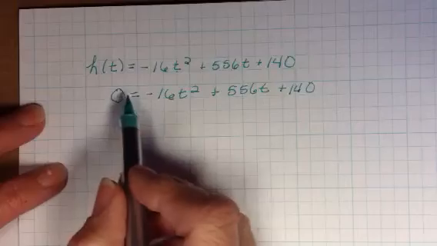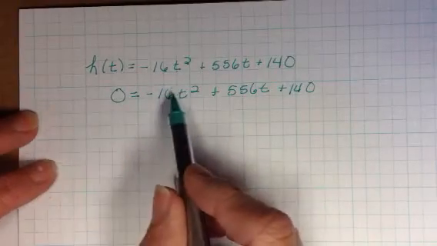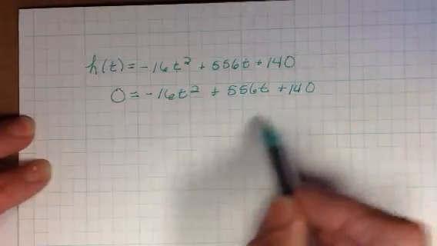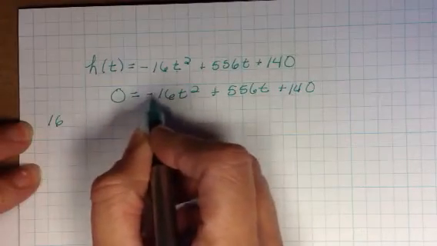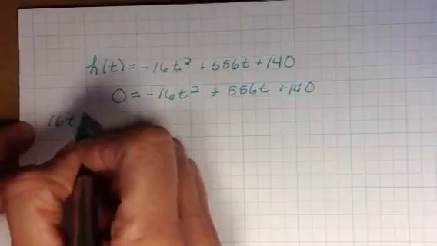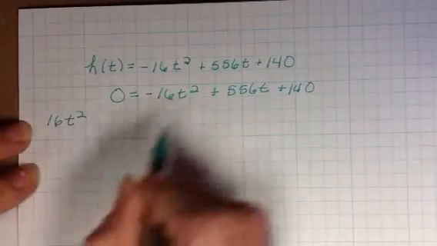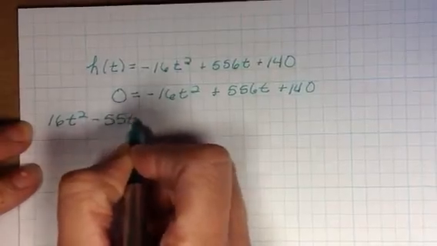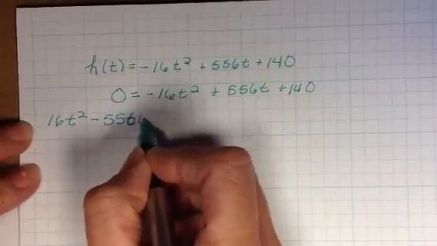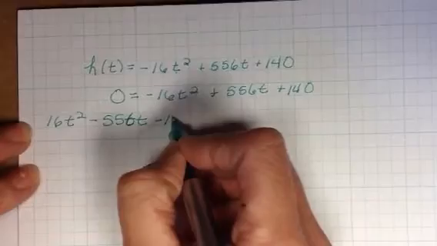Okay, so now remember, I'm going to add 16 to both sides, subtract this and subtract this, so that I end up with positive. I don't like this negative in front of my t squared. So if I add 16t squared to both sides, it brings it over here. If I subtract 556t, it will bring it to the left-hand side. And if I subtract 140.